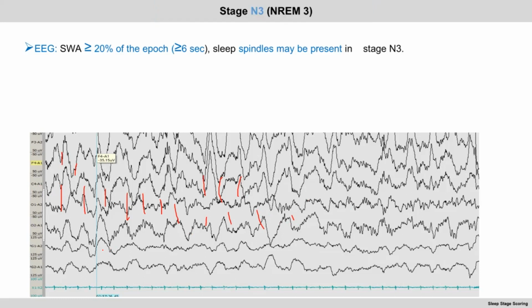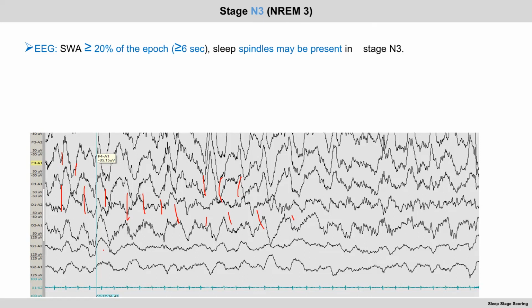Sleep spindles may be present in N3. So it is not mandatory that whenever you see a sleep spindle, it is always N2. If slow wave activity is there, and a sleep spindle is also there, and slow wave activity is more than 20% of the epoch, then you need not consider the spindle there.